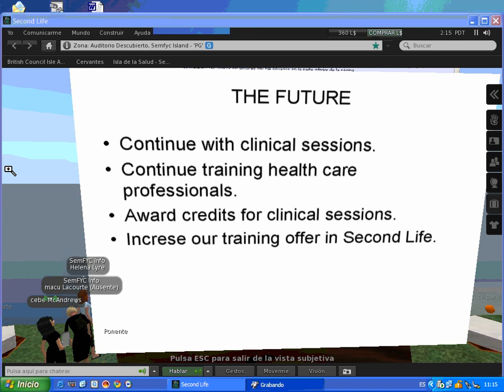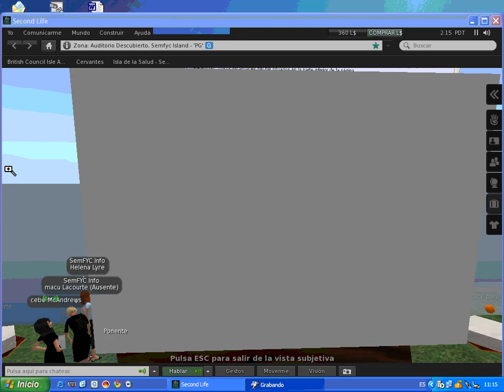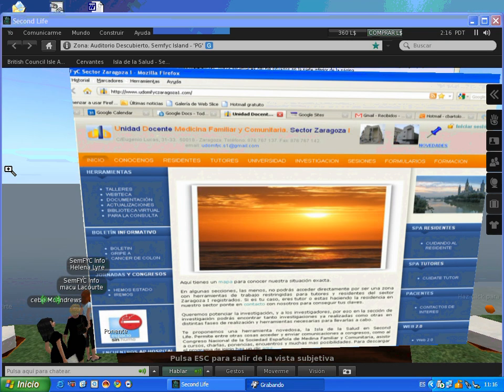We would like to thank the mentors, junior doctors, and healthcare professionals involved in this project for integrating new technologies in their practice. We would also like to thank CENFIC for allowing us to use CENFIC Island. And lastly, here is a slide of our website where we have different sections for junior doctors, mentors, students, and patients, and where you can find a link to CENFIC Island.